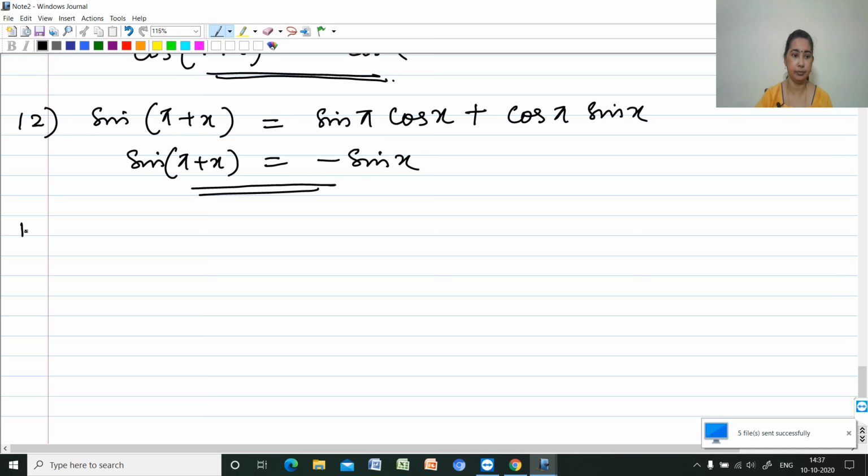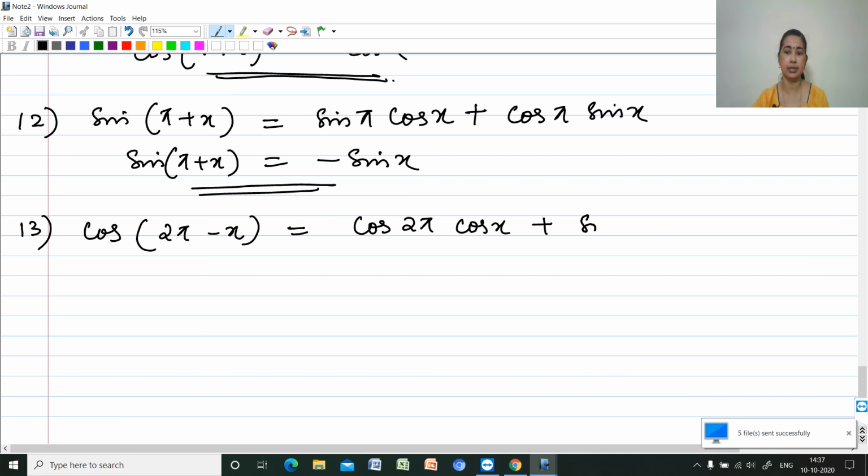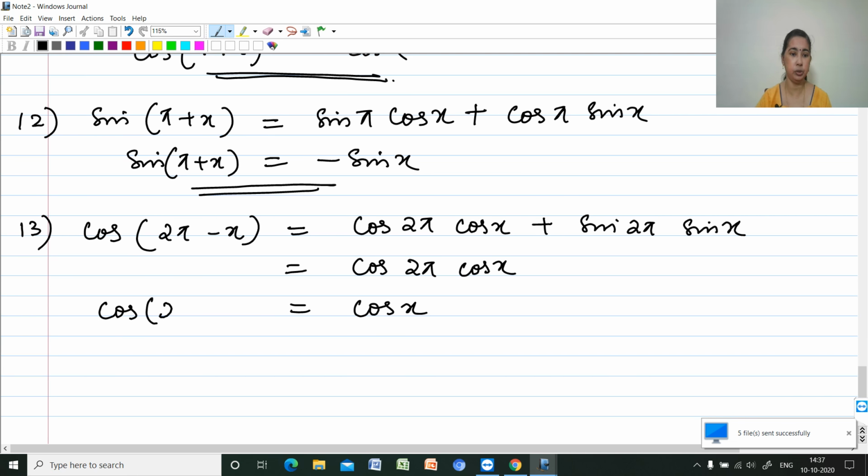Next one, 13th: cos of 2 pi minus x. So, identity cos of x minus y is cos x cos y plus sin x sin y. Same way here, cos 2 pi cos x plus sin 2 pi sin x. All multiples of pi for sin it will be 0, so this part will be 0. So, remaining it is cos 2 pi into cos x. Cos 2 pi is 1, so the answer is cos x. So cos of 2 pi minus x is equal to cos x.